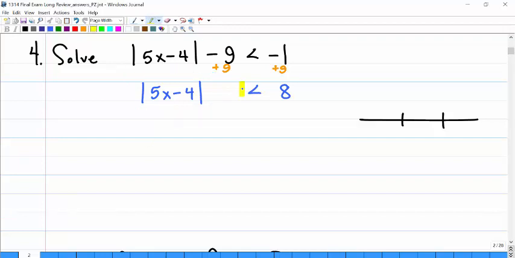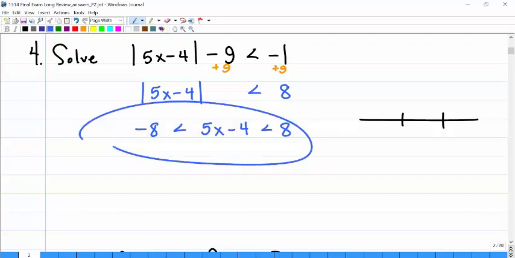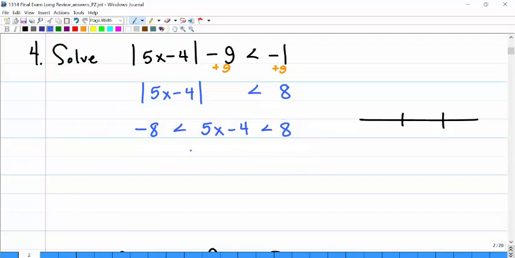Since we have a less than absolute value inequality, to solve that, we get rid of the absolute value sign. So we have 5x minus 4 is less than 8. And we know that negative 8 has to be less than 5x minus 4. I like solving it as a compound inequality, written as one. Our goal now is to get x by itself here in the middle. To do that, add 4 to all three sides.